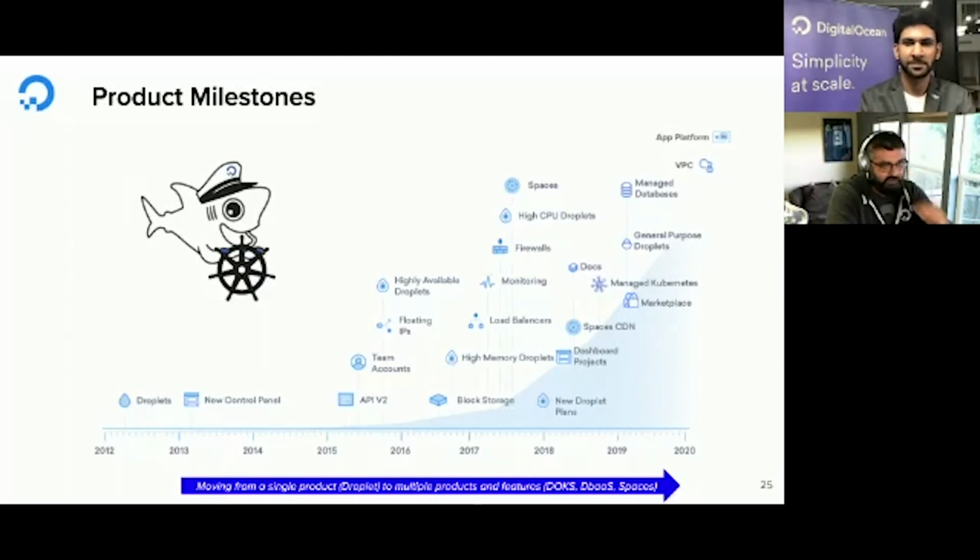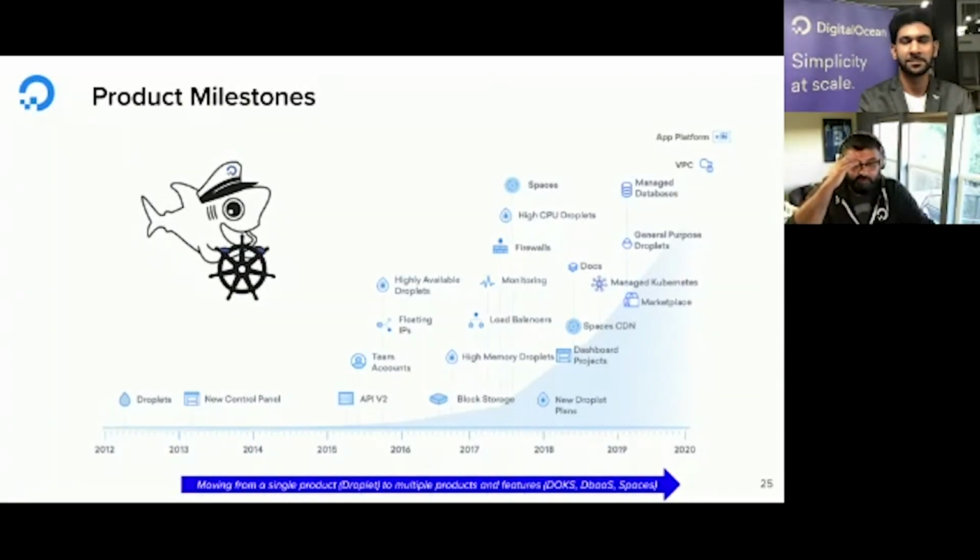Things like floating IP, team accounts, API v2. And then once we had the core pieces around the basic droplet offering, is when we started moving in focus towards serving some of our customers whose needs were unique, like high CPU droplets. Like the reason behind why we built that, not just because the other cloud providers provide the high CPU, it is, again, staying focused to our core customers.